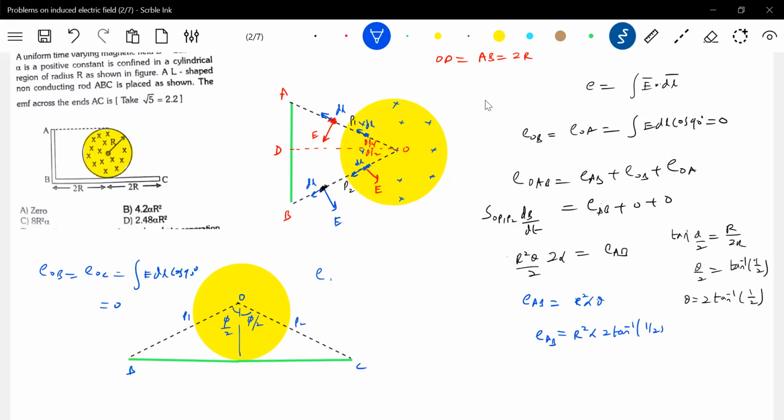So therefore what we should write? EOBC should be equal to EBC plus EOB plus EOC. This is what? Effective area. So P3, P4. Let me go for P3, P4 into dB by dt, EBC, 0 plus 0.